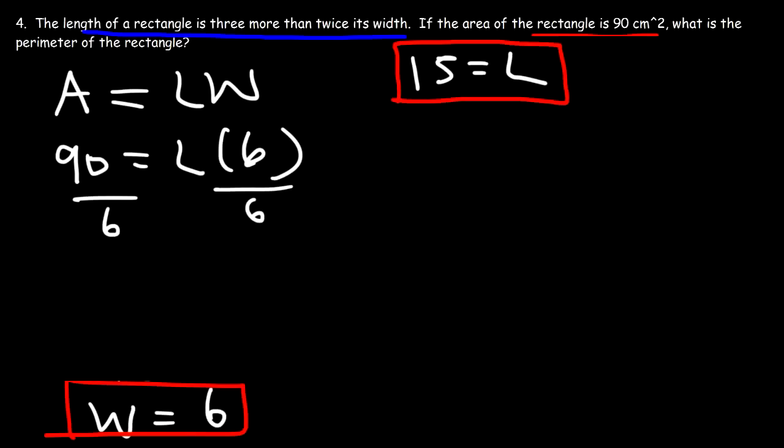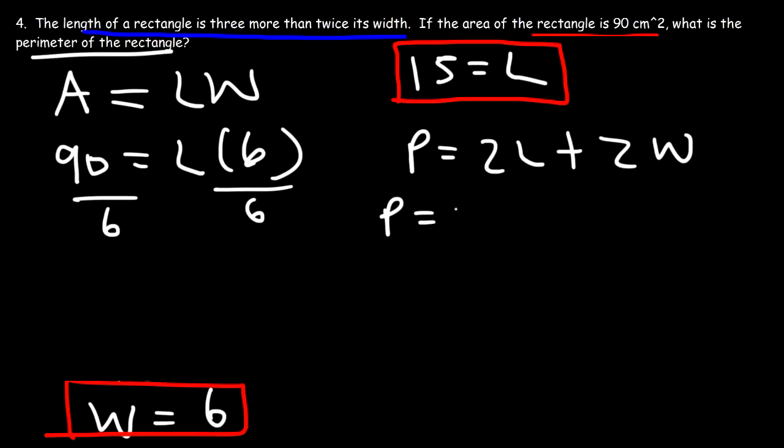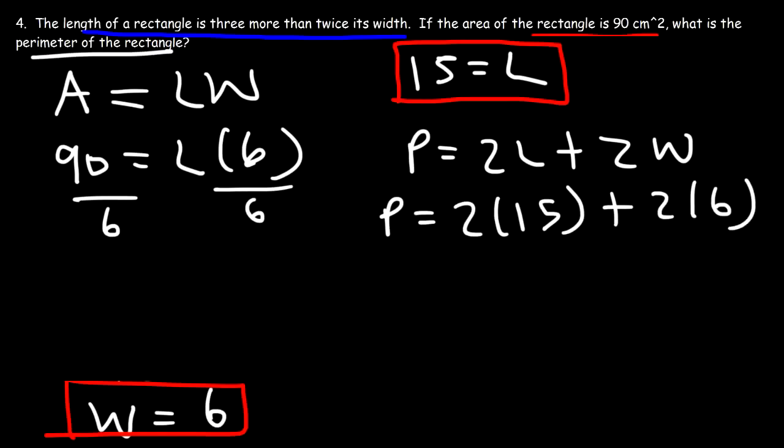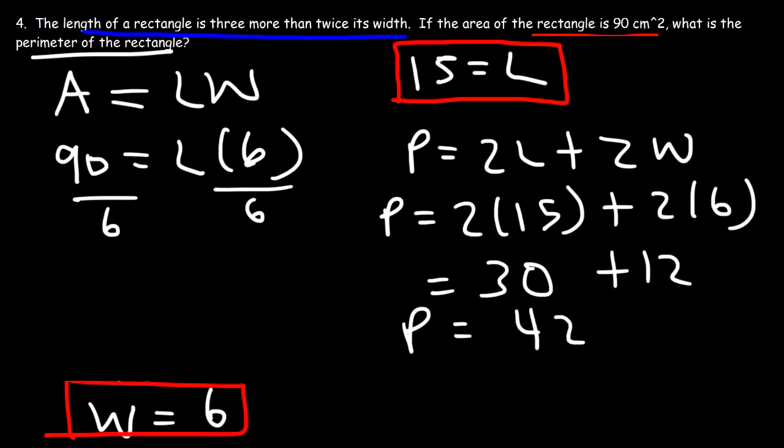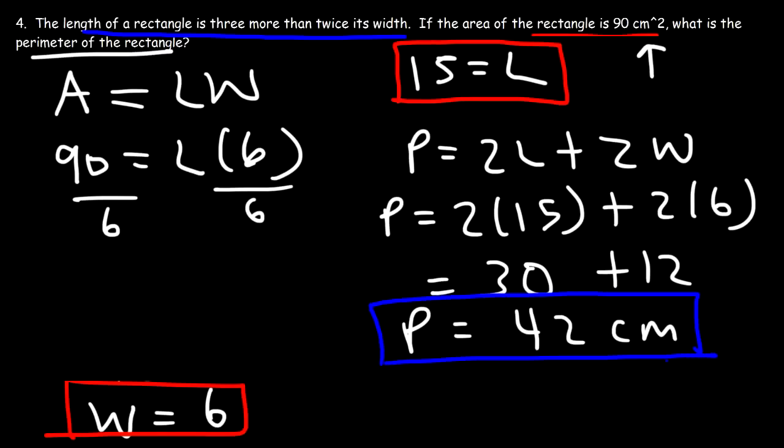Now that we have the length and the width of the rectangle, we can calculate the perimeter using this formula. It's going to be 2L plus 2W. So it's 2 times 15 plus 2 times 6. That's going to be 30 plus 12, and so we're going to get 42. Since the area was in square centimeters, the perimeter is just going to be centimeters. That's the final answer of this problem. So that is the perimeter of this rectangle.